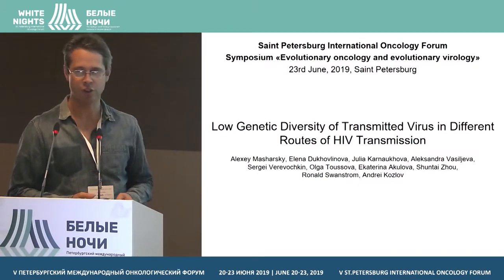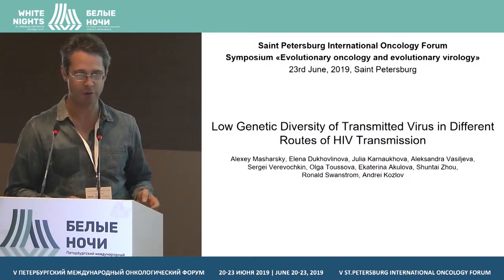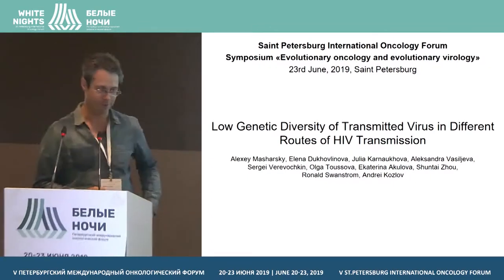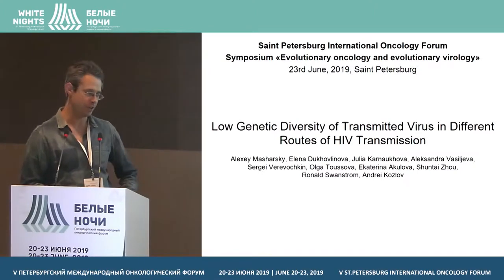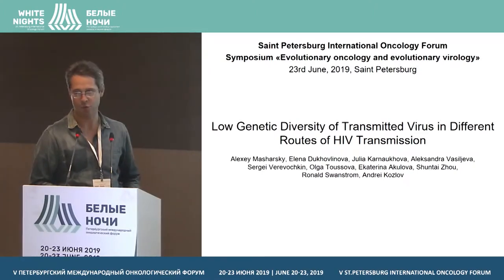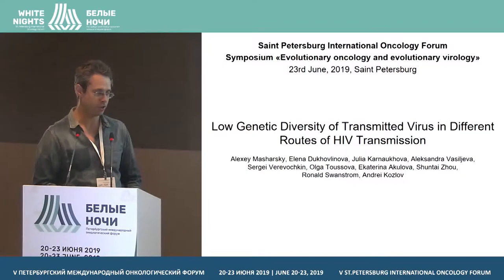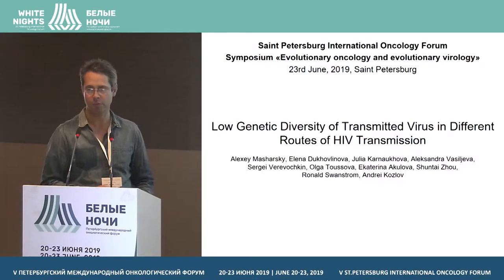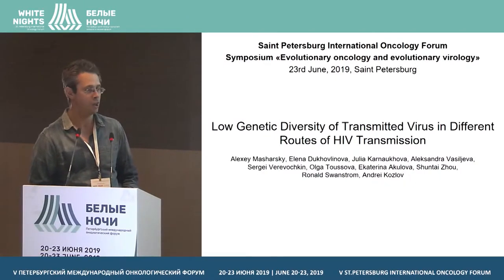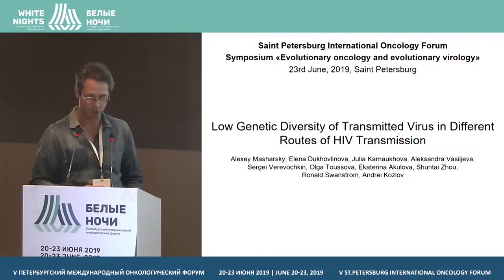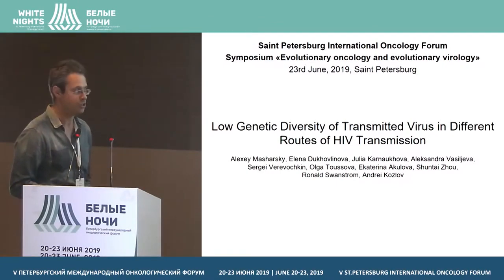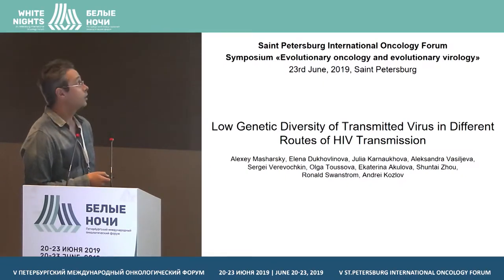I will tell you about the low genetic diversity of transmitted virus in different routes of HIV transmission. Around 10 years ago, we told about low genetic diversity of subtype A virus population in Russia that we thought would allow us to achieve success in vaccine generation. Subtype A still dominates, but the situation has changed. We can't speak about low genetic diversity in the population. So we switched to a different level where we had low genetic diversity.